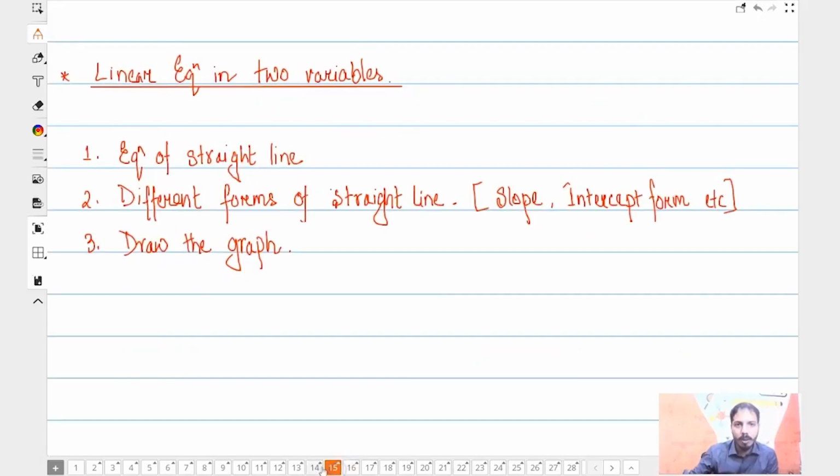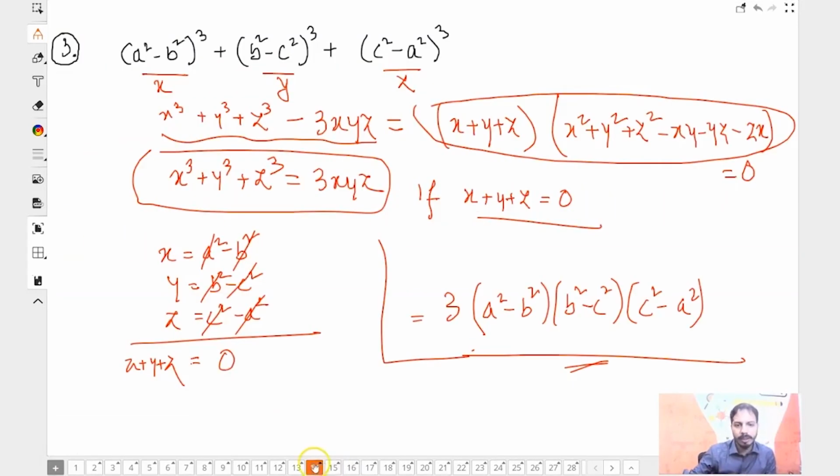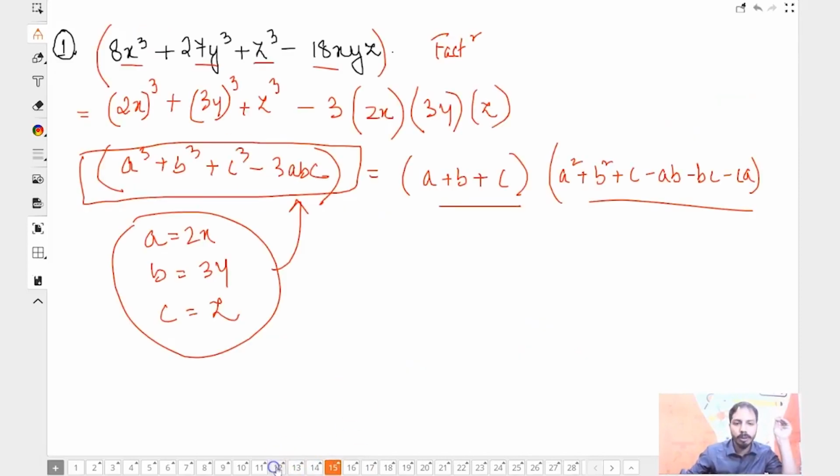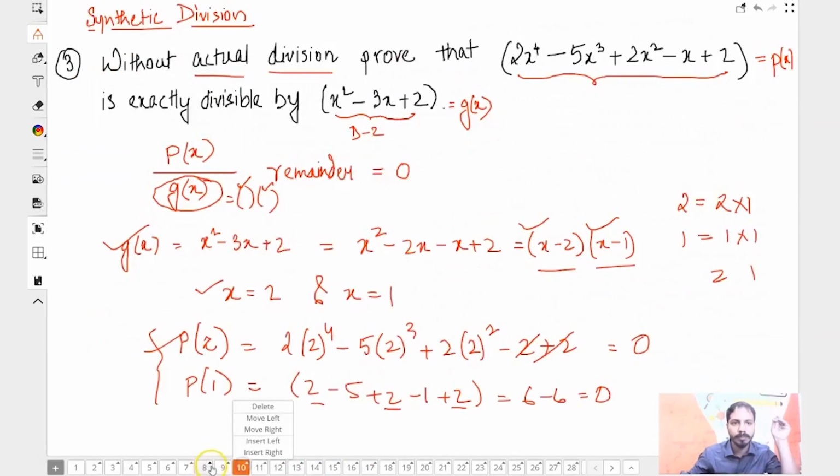Now, before I go to the next chapter, there is one more thing, that is the hit and trial method. Let me go to the previous question. They might also give you a polynomial and ask you directly what the factors are, without any hint. If they don't give you any hint, what you need to do is go for the hit and trial method.